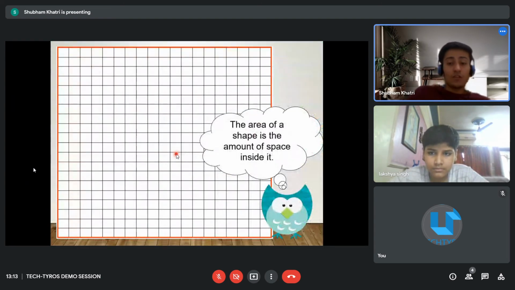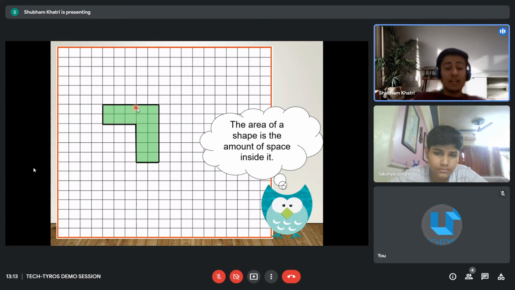Moving on, what is an area? The area is the amount of space required inside a shape. If you look at this shape, the area is the amount required inside it. We can count the number of squares in this shape. That will be its area. Let's count along with me.